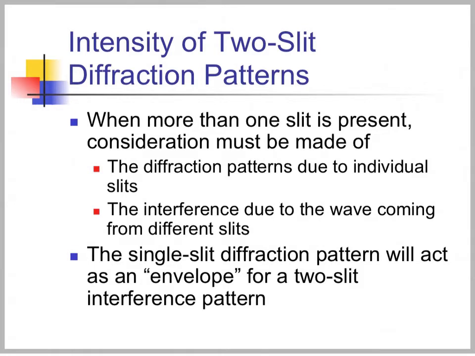Now what happens when I have two narrow slits? So when more than one slit is present, we have to consider the diffraction patterns due to the individual slits and the interference due to the waves coming from different slits. So the single slit diffraction pattern acts as an envelope for the two slit interference pattern.